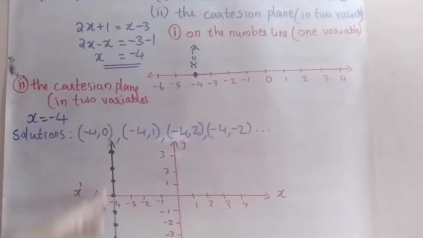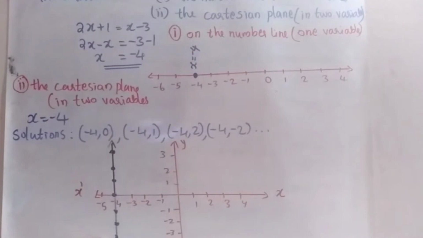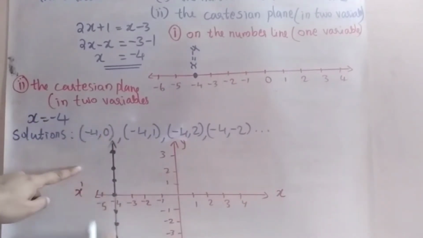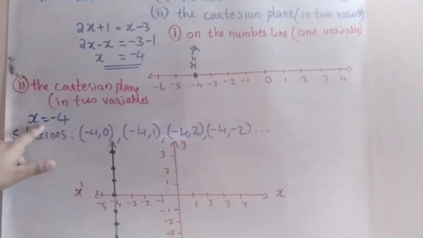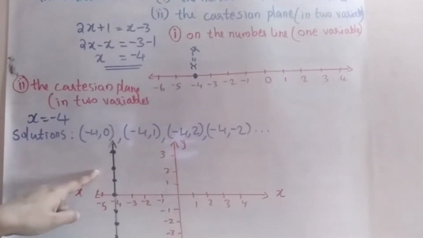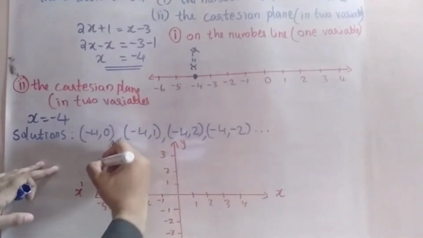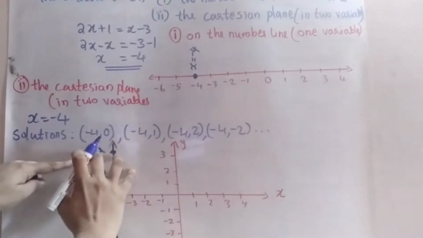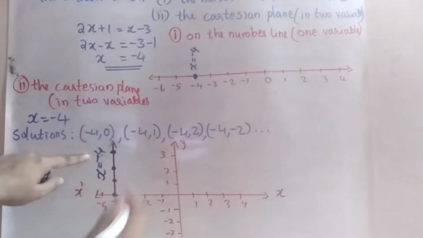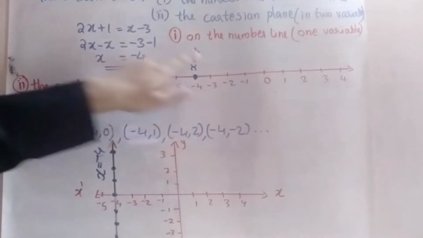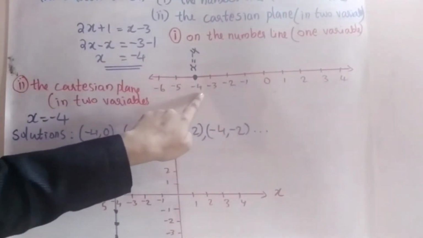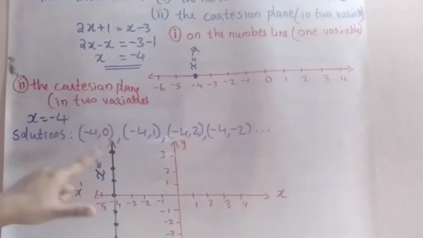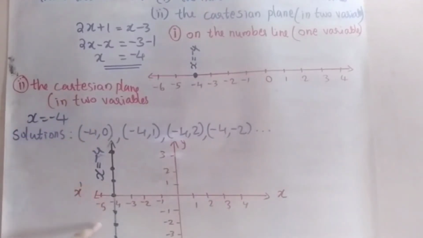So this black straight line is the graph of the equation x equal to minus 4. Okay, this is x equal to minus 4 in the Cartesian plane. In the number line, or in one variable, it is of the form like this, and in the Cartesian plane, the x equal to minus 4 graph is like this.